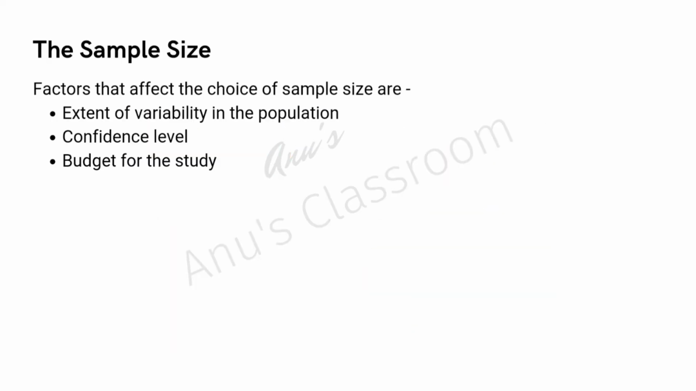So next is deciding on the sample size. Now that you have a research problem for which you are collecting data, you have decided to go for a sampling method because your population is large. How many people or how many samples should you include? That is your sample size. Now, deciding on the sample size depends upon the kind of variability that you are observing in your population.